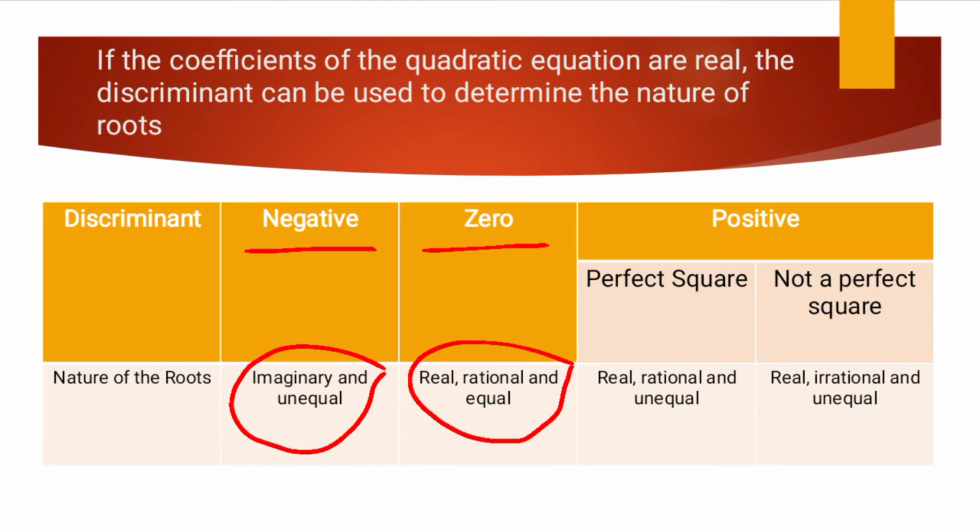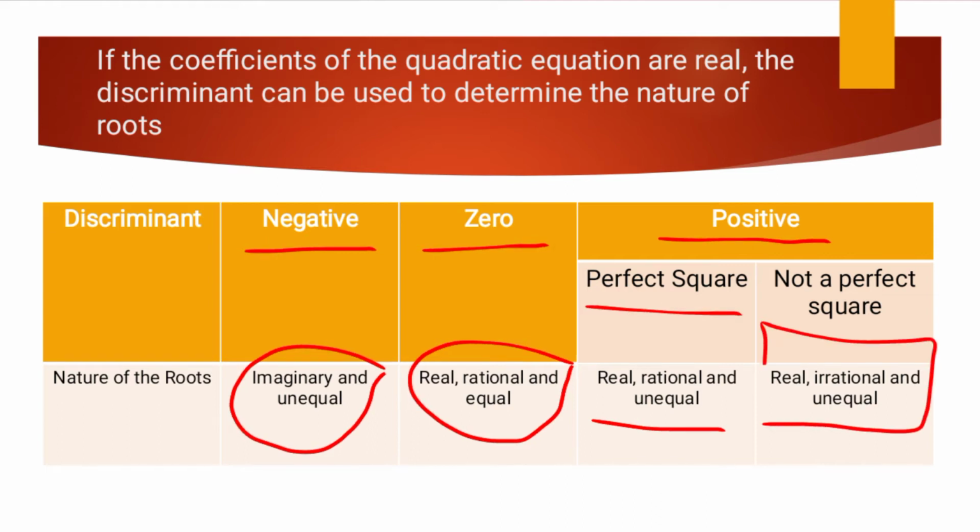Kapag naman ang discriminant ay positive, pero ito ay perfect square, ang nature of roots nito ay real, rational, and unequal. Kapag naman ang discriminant ay positive, pero hindi perfect square, ang nature of roots nito ay real, irrational, and unequal.